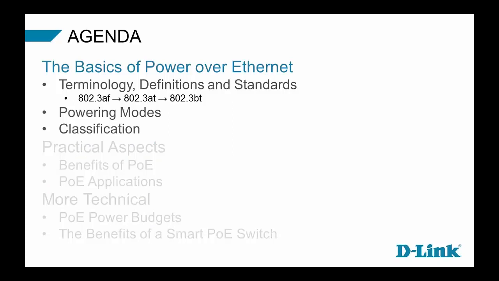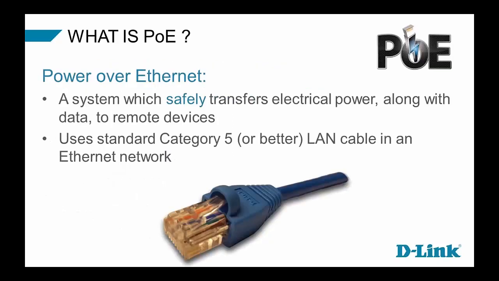Okay, so let's get started on the basics here. Power over Ethernet is a system that safely transfers both electrical power and data to remote devices. And it does this using a standard LAN cable, Category 5 or better LAN cable, in an Ethernet network. And you see I've got a picture here of a standard RJ45 connector. I think everybody's familiar with that.